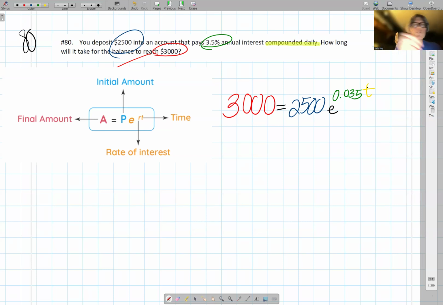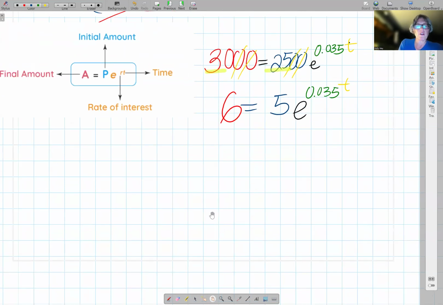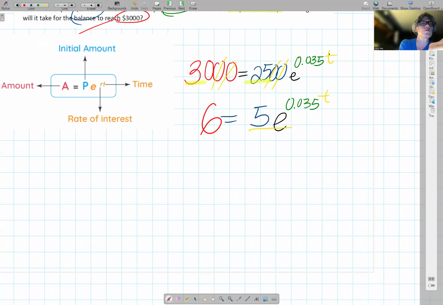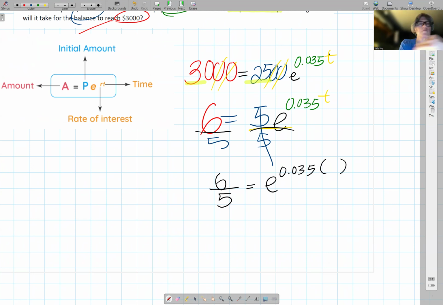So always start with what you can do right off the bat. You can see we can divide out these zeros, so goodbye zeros. And we have 30 and 25. I can easily reduce that by 5. 5 goes in here 6 times, and 5 goes in here 5 times. There we go. Just kind of keep hacking away at it. e to the 0.035, and t is your unknown. Once again, we are trying to get that variable by itself, so I'm going to divide out 5. I have 6 over 5 equals e to the 0.035 times my time factor.